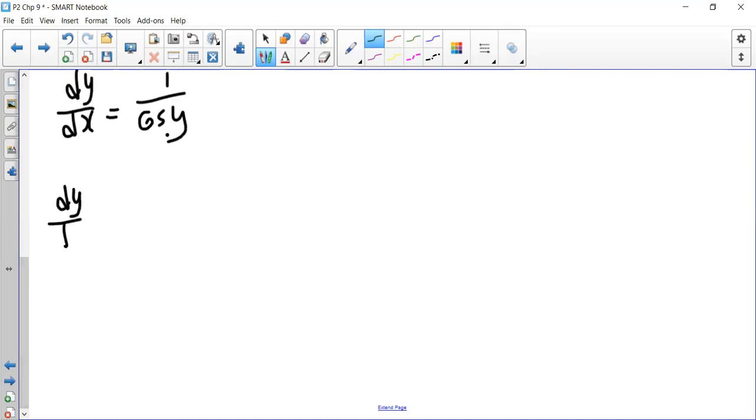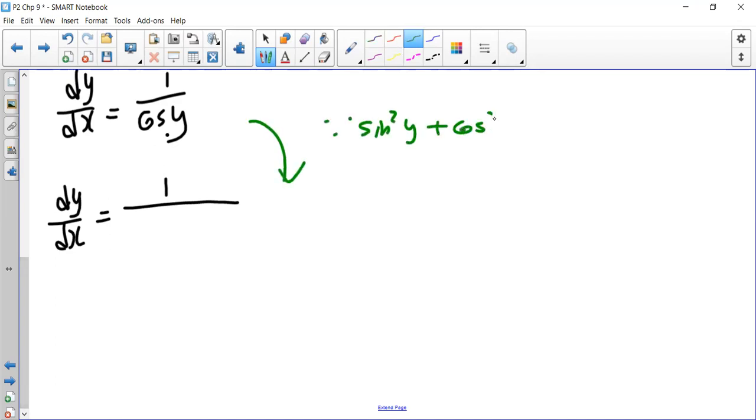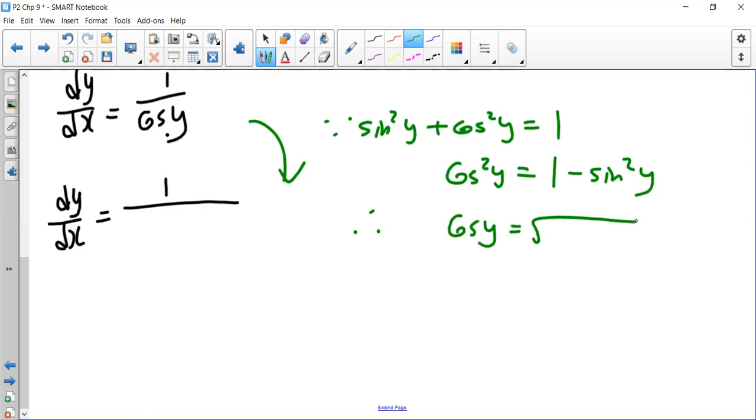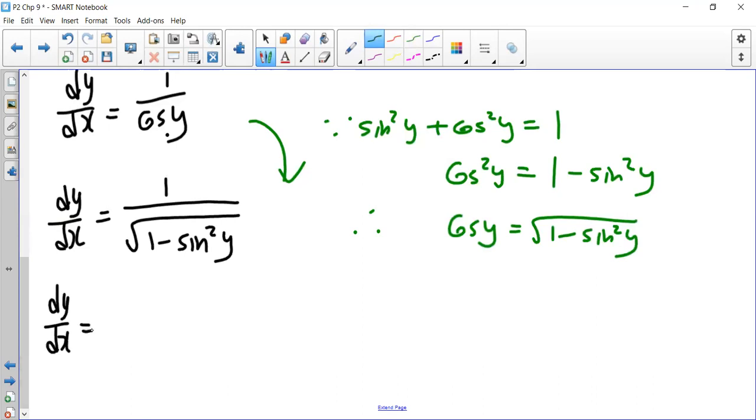So dy by dx equals 1 over cos y. Because sine squared y plus cos squared y equals 1, cos squared y equals 1 minus sine squared y. Therefore cos y equals the square root of 1 minus sine squared y. We can put it in there, and we know sine y is x, therefore dy by dx equals 1 over the square root of 1 minus x squared. And that's the answer.